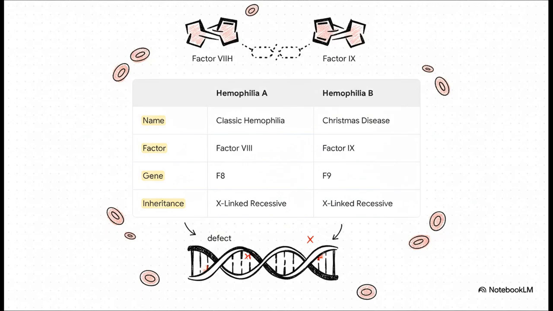So you've got hemophilia A and B. And on the outside, they look pretty much the same. But the root cause? Totally different. Hemophilia A is from a missing factor 8, while hemophilia B is a missing factor 9. They're different pieces of the puzzle, but because they work in the same sequence, missing either one breaks the chain in exactly the same way.